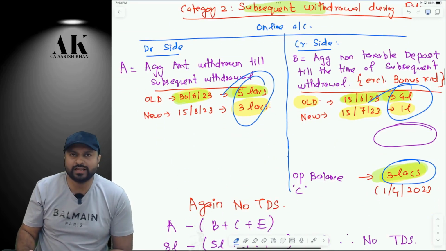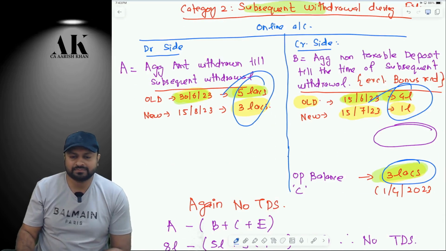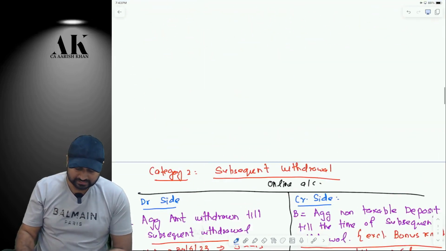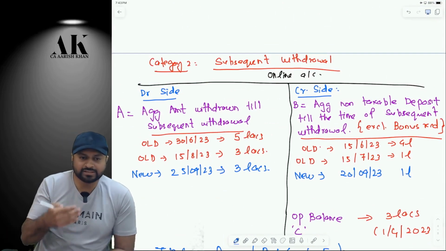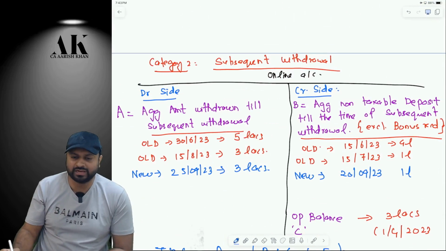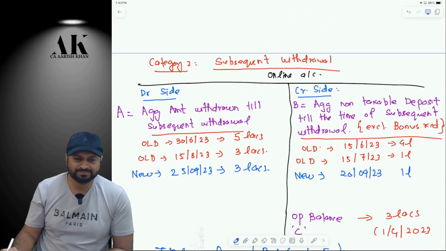Now, shall I show you one example? Will you be able to solve it for me? This example: there are 3 withdrawals and 3 deposits. Are you able to understand? Yes, sir. The blue one is the new one.